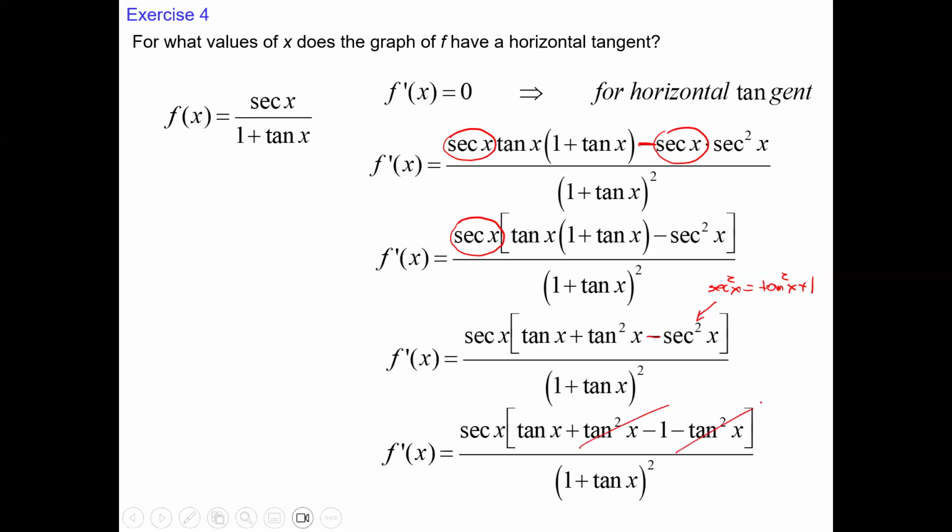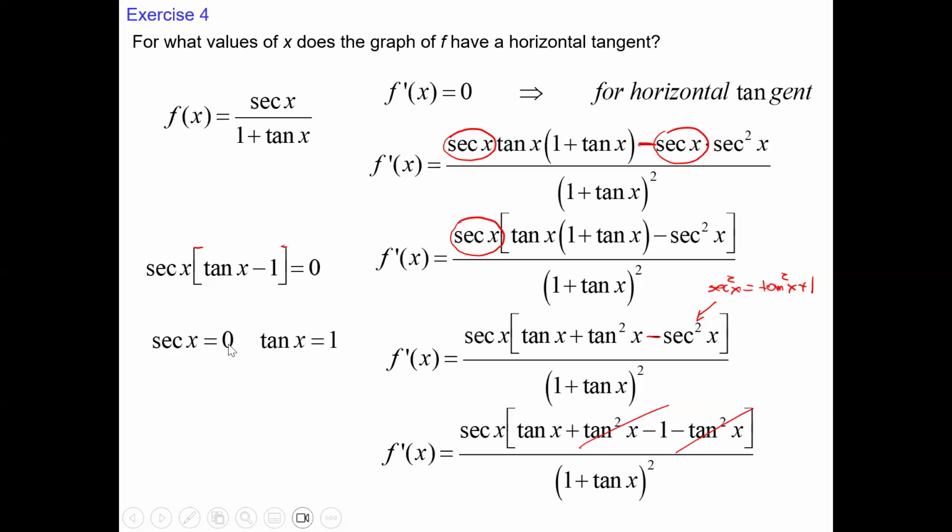This cancels out. Okay, that means now we have secant of x and tangent of x minus 1 on the top. Now, the derivative is 0 if the numerator is 0, because we're just looking where the derivative is 0. That means the numerator, secant times tangent x minus 1, is 0 if secant of x is 0, or tangent of x minus 1 equals 0, meaning that tangent of x equals 1.